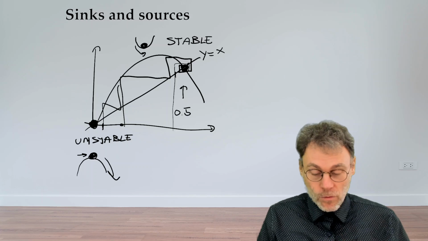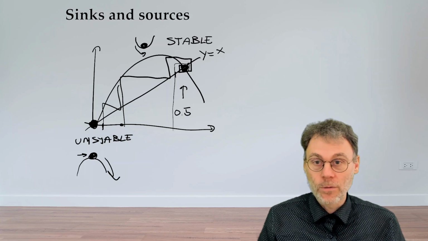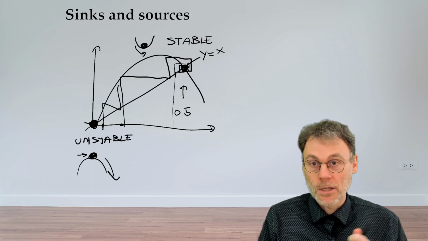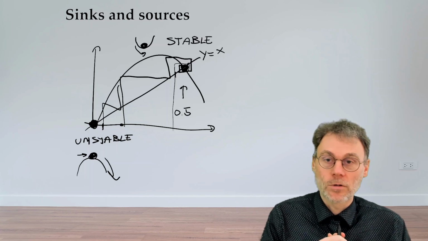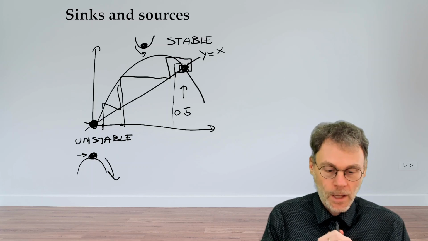Obviously, in real life, you will never observe an unstable fixed point, because in real life, there's always noise that will kick you out of that unstable fixed point. So the stable fixed points are, of course, much more interesting to look at.